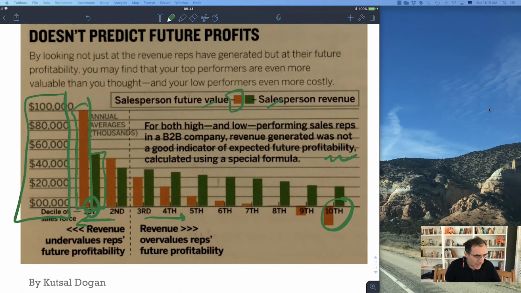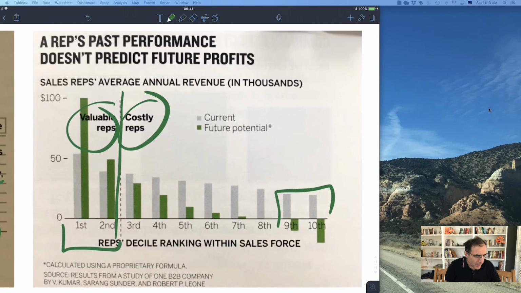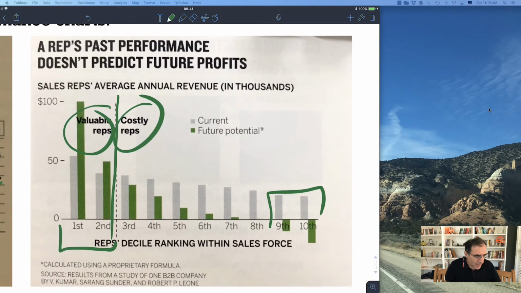Okay, revenue undervalues reps' future probability. No, just tell it exactly what it is. So this is what you mean, and this is what it means. And then of course clear out this axis. Don't put all those zeros there. Don't put all those values. Make it as clear as possible.